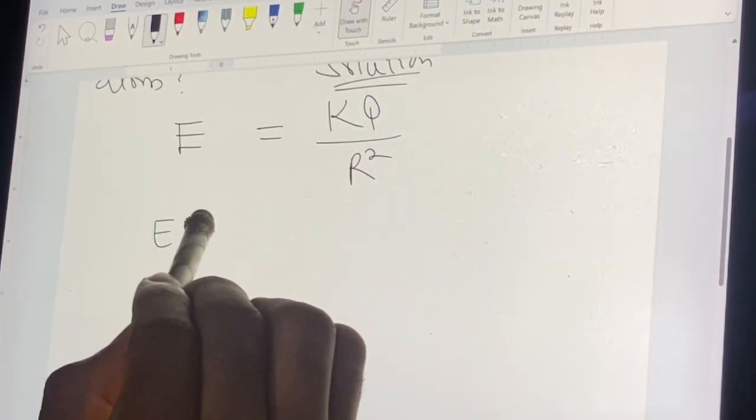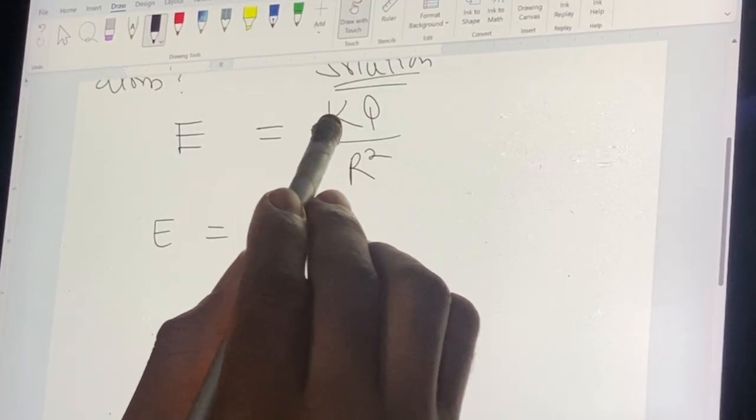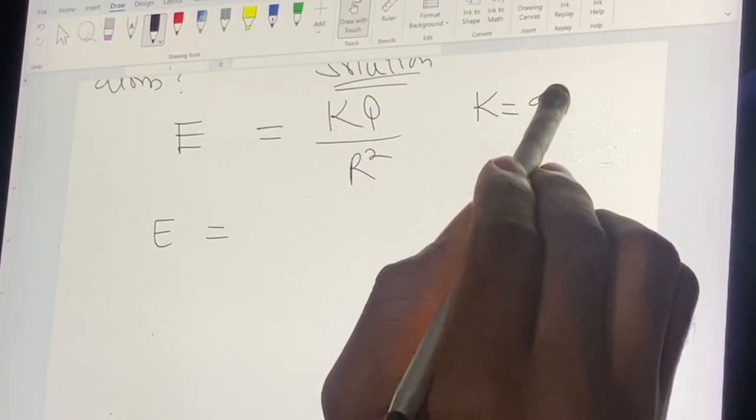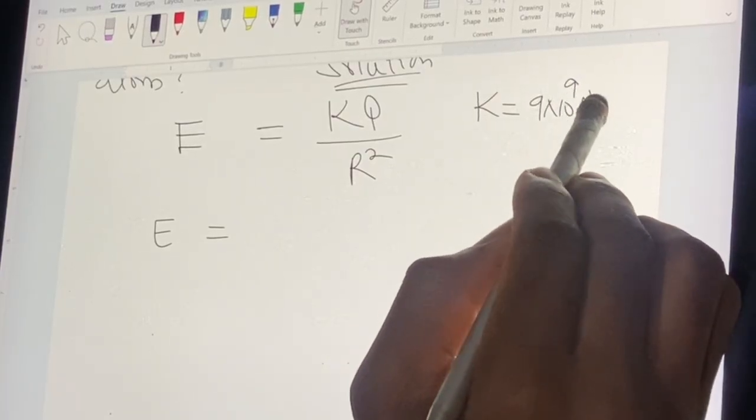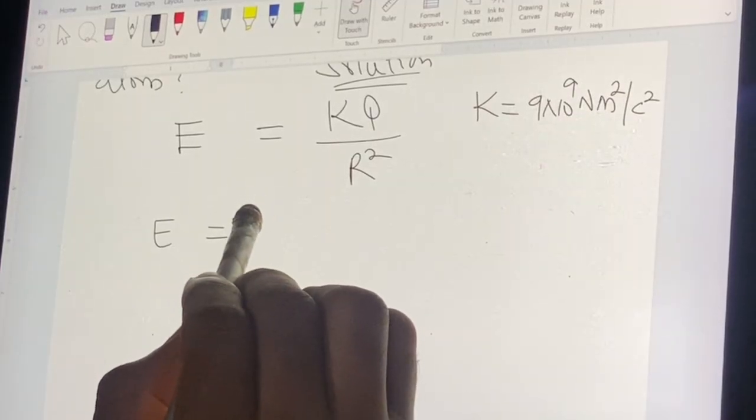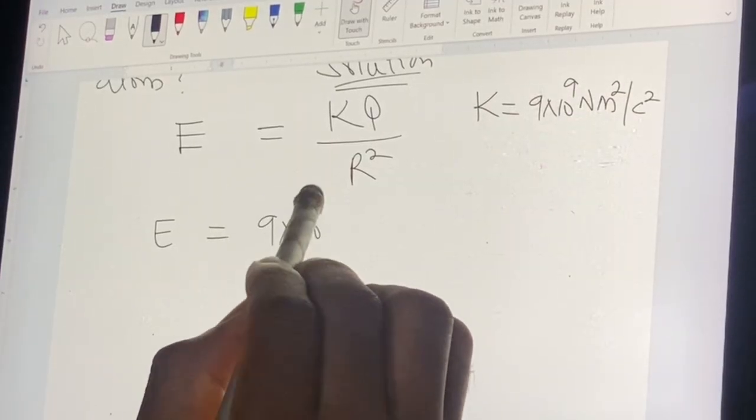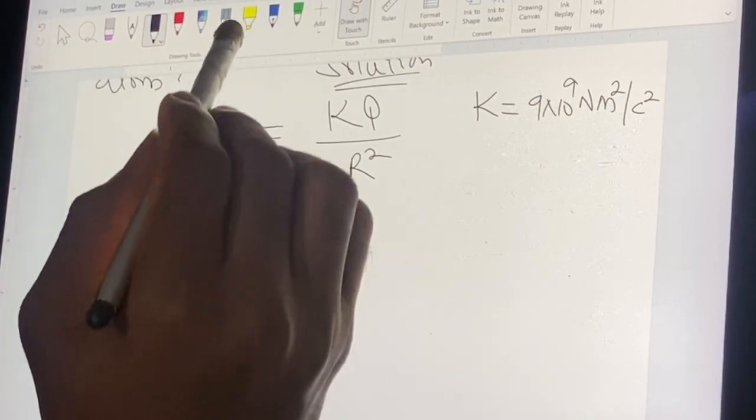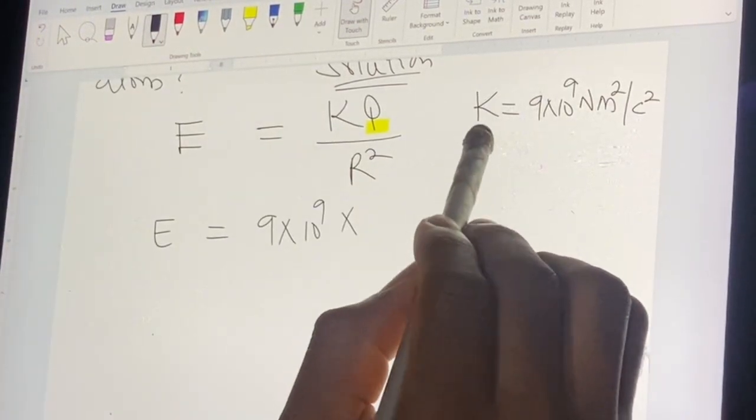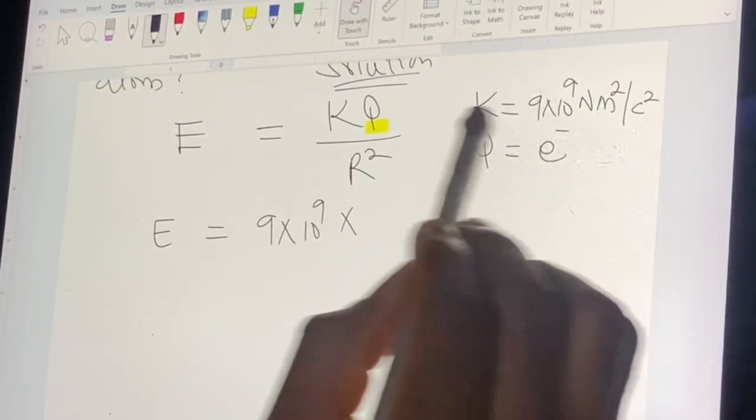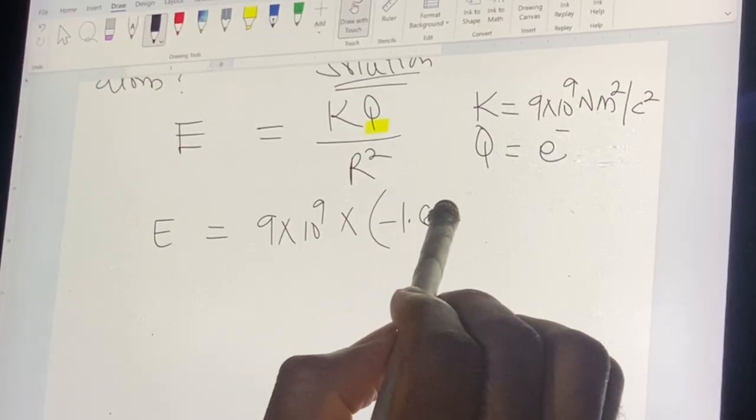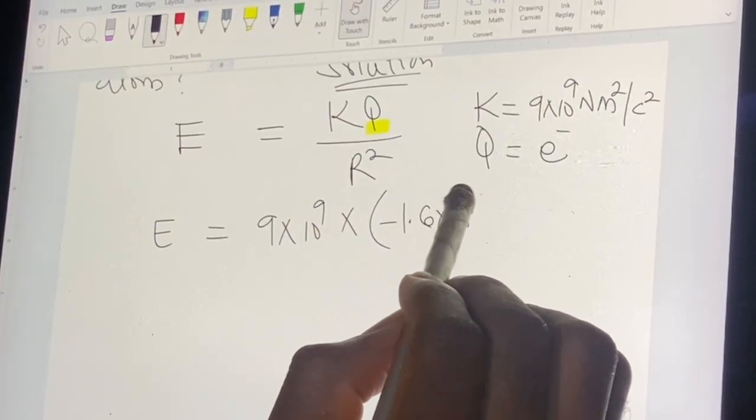E is equal to k q over r squared, where k is a constant value. Remember this: k is equal to 9 times 10 to the power of 9 newton meter squared per coulomb squared. So representing this here, this will be 9 times 10 to the power of 9 times this Q here, which will automatically change to e. This Q here will automatically change to e negative, and the e negative here is said to be minus 1.6 times 10 to the power of minus 19.